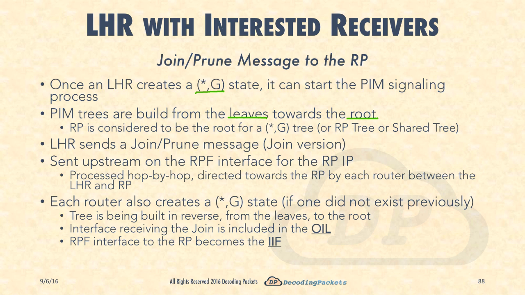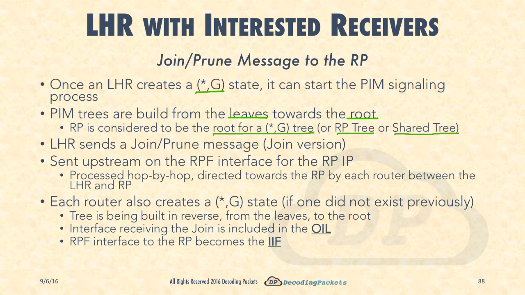So as long as the leaf is aware of the root, they can build a tree using the middle hop routers from the leaf to the root. The RP is considered to be the root for any star, G tree. So star, G tree, it's also called a rendezvous point tree, and that's PIM specific. And it may be called a shared tree, and that's more general multicast. But ultimately, it's an ASM, any source multicast tree. And RP, very conveniently, is considered to be the root of this tree.